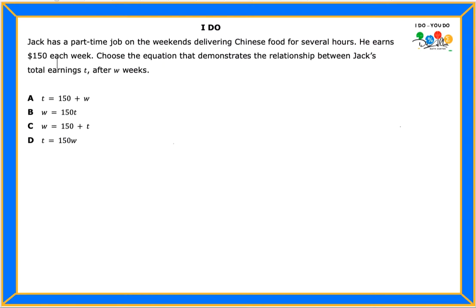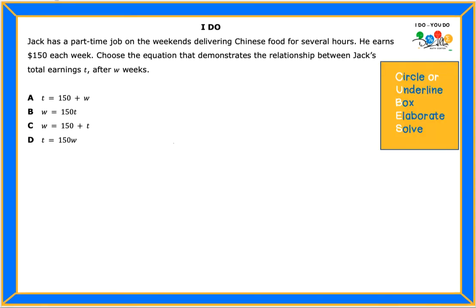Hello students, let's read this question. Jack has a part-time job on the weekends delivering Chinese food for several hours. He earns $150 each week. Choose the equation that demonstrates the relationship between Jack's total earnings T after W weeks.